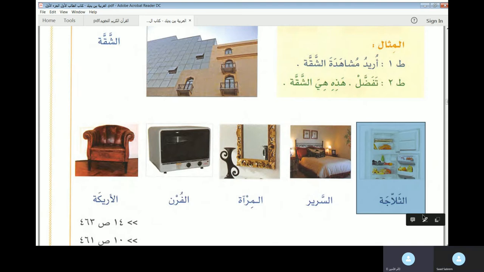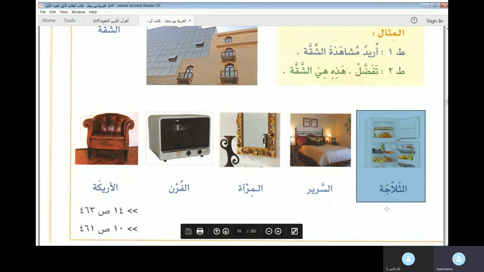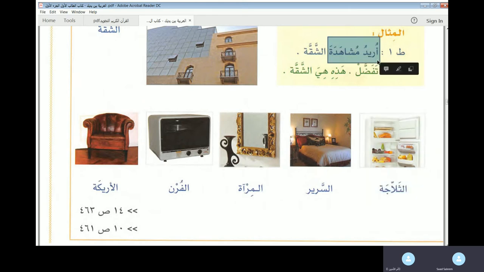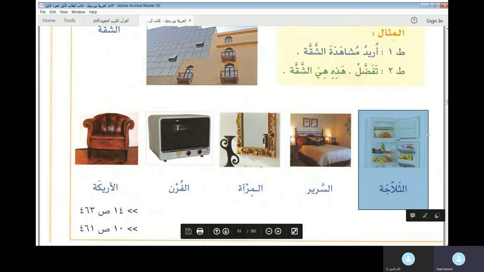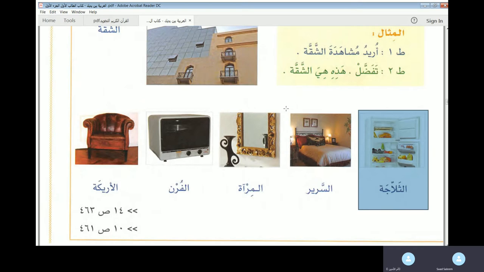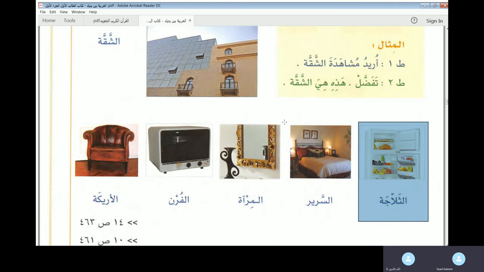أريد مشاهدة الثلاجة. Okay. I just got confused. Did I say it wrong? Yes. You will say Uridu Mushahadatal Thalaja. I want to see the refrigerator. Oh, okay. Uridu Mushahadatal Thalaja. Uridu Mushahadatal Thalaja. I want to see the refrigerator.